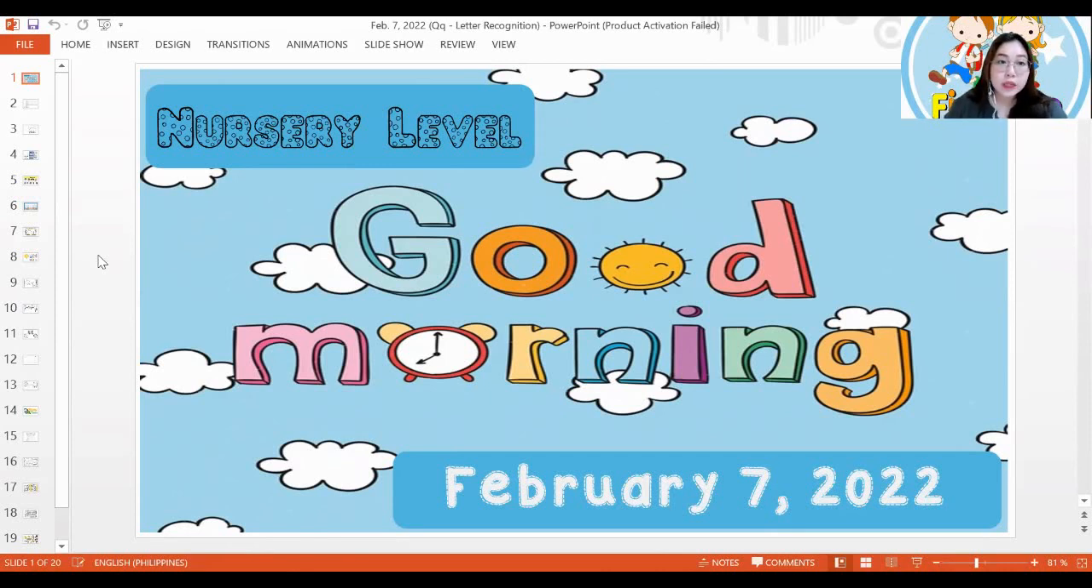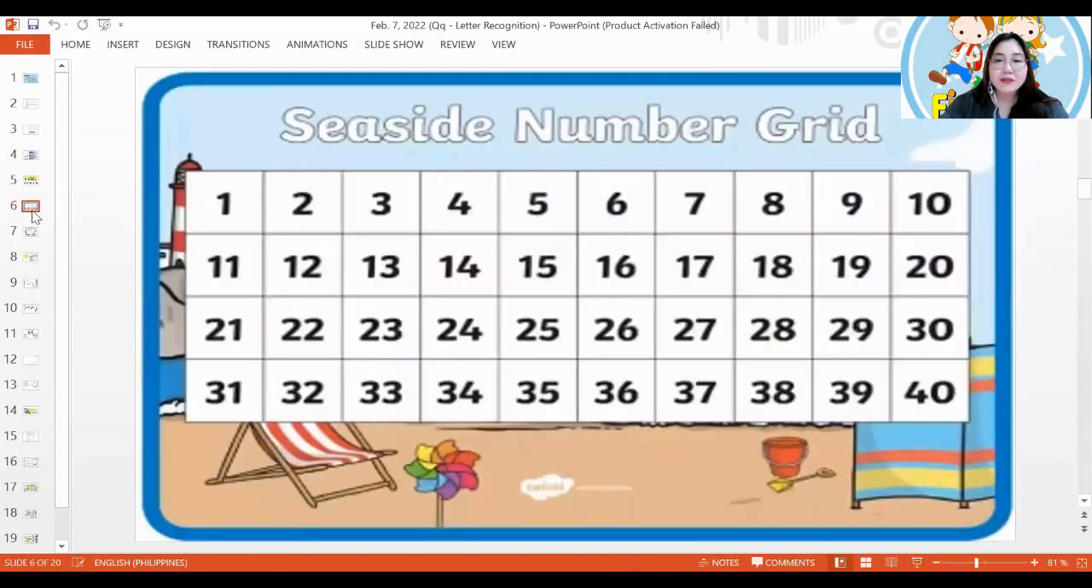Last week, we learned about the letter P. This week, we are going to learn about a different letter. But before we start with our letter for the week, let's have counting from 1 to 40. So are you ready? Let's count together.